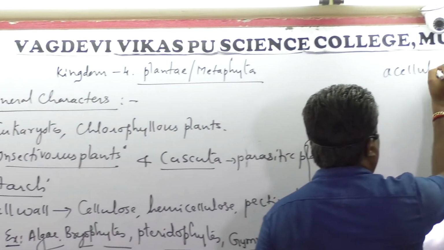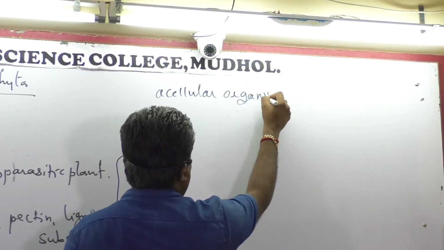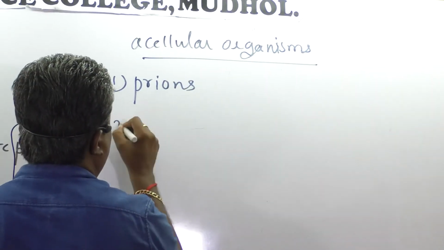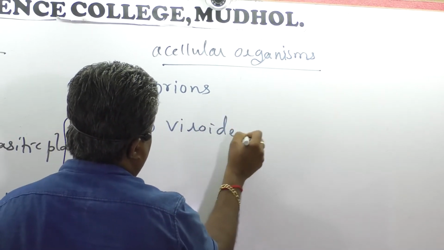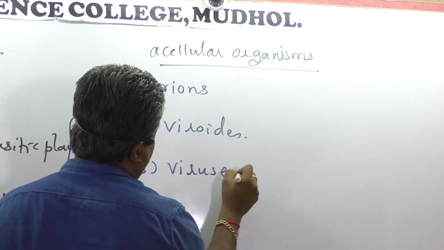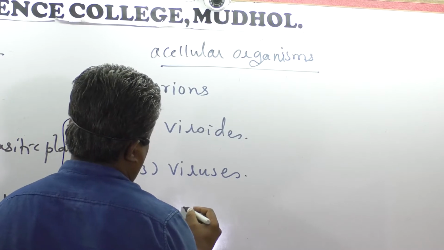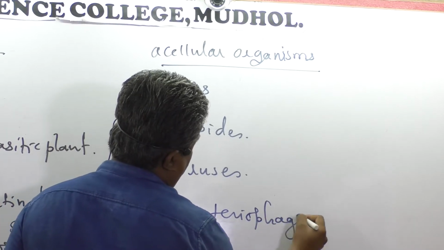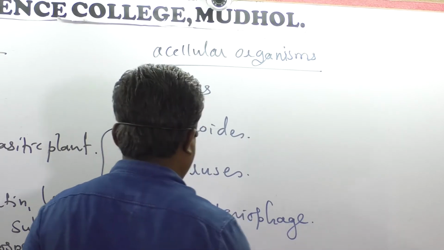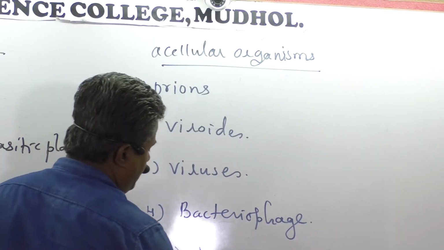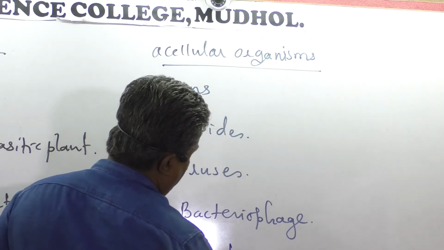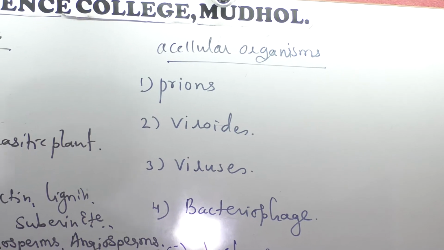That includes acellular organisms: prions, viroids, virus, bacteriophage, and lichens. The last aspect is lichens.